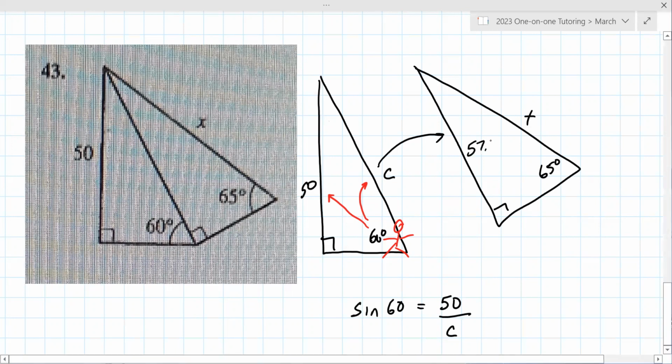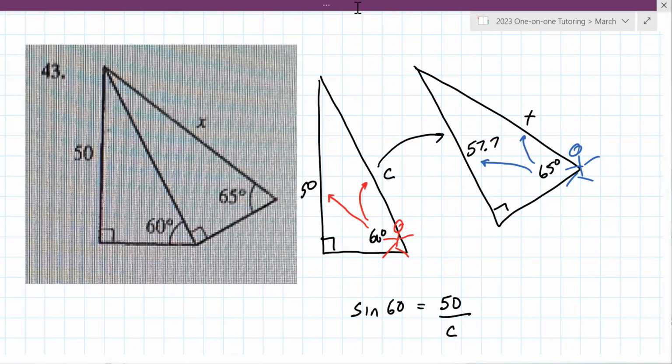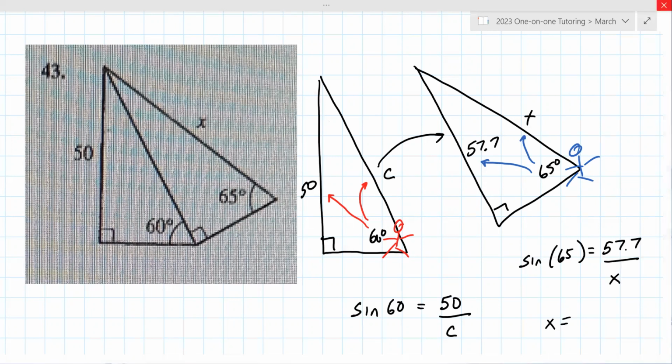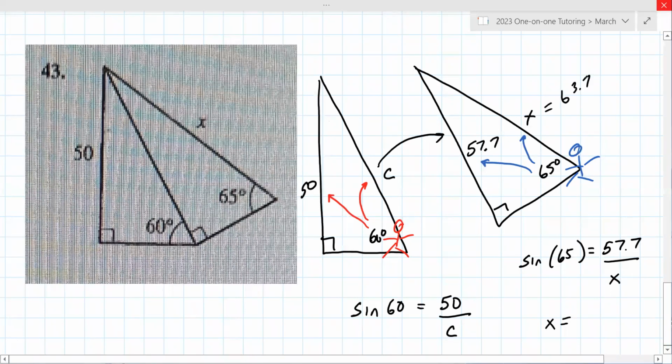So that's right there. And again, kind of just like the last problem, if you are here, you have the opposite and you want the hypotenuse, which do you use? And it's the same. Sine of 65 equals 57.7 over x. Solve for x. And that's 63.7. Yes. So then that's just your final answer.